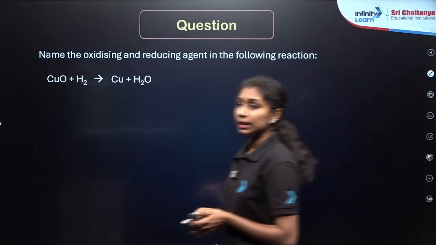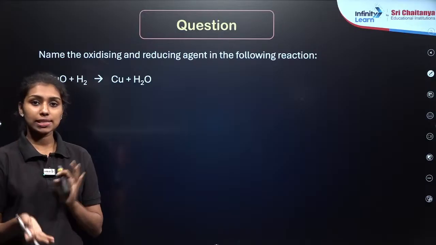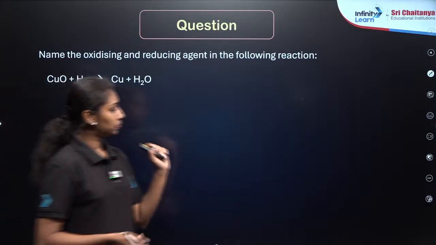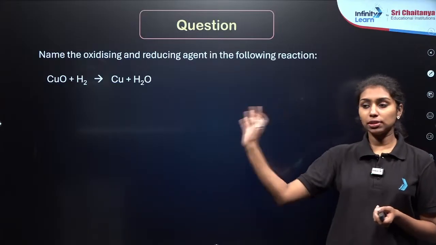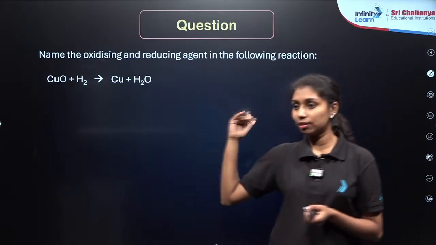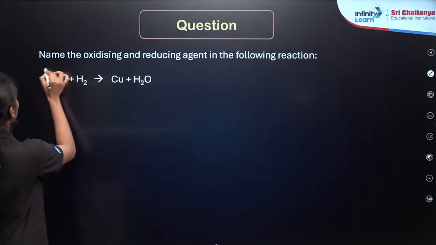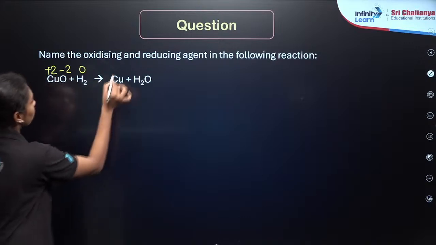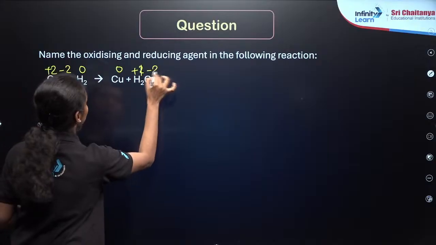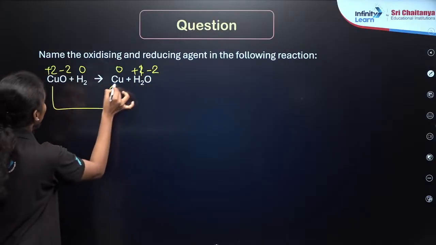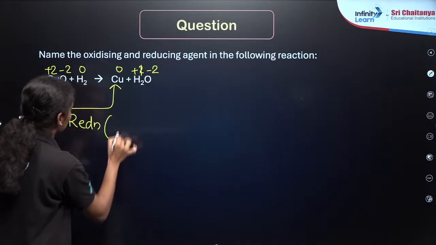Okay, this is the next question. Name the oxidizing and reducing agent in the following reaction. Just calculate the oxidation number of each of the components given in the reaction. So plus 2, minus 2, 0, 0, plus 1, minus 2. What you are observing here is copper going from plus 2 to 0, which means it is undergoing reduction. So this is an oxidizing agent.